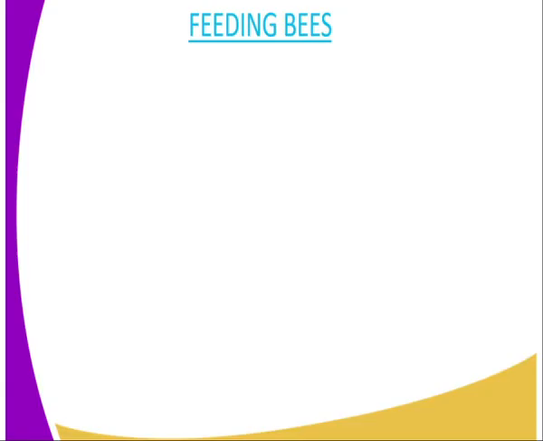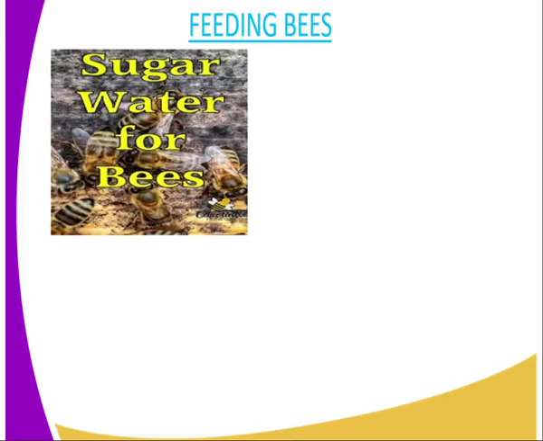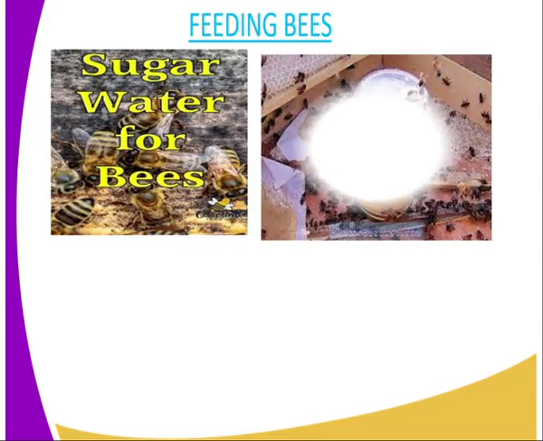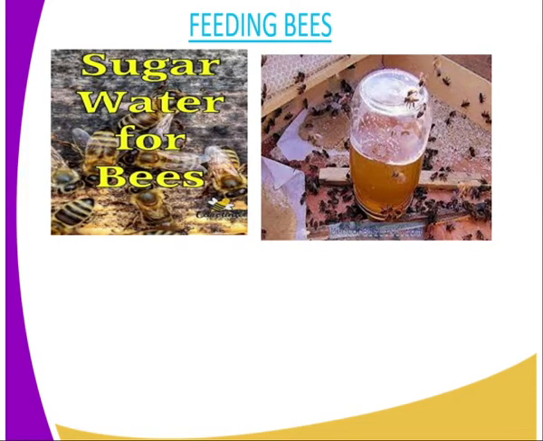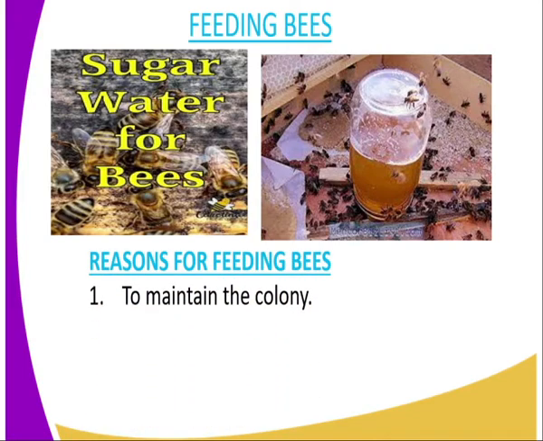Then feeding of bees. Why is it necessary for the beekeeper to feed the bees? To supplement what they normally get from flowers. And we normally feed the bees using sugary water or syrup. We normally prepare syrup using sugar and water, and therefore you give it to the bees so that they can maintain the colony by feeding. A well-fed bee colony is well maintained, and therefore it cannot swarm away.